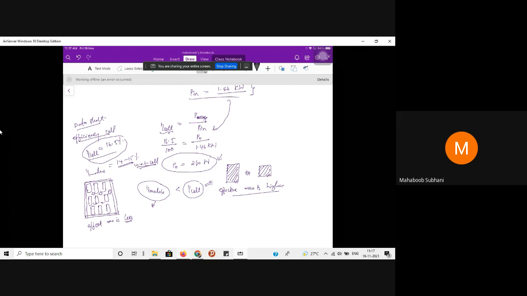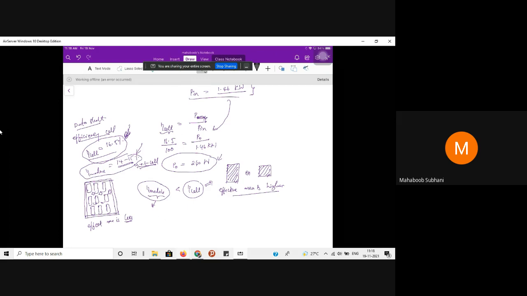While considering this solar panel, if you want to incorporate it into any solar vehicle, then you need to take into consideration the efficiency of the module. Why? Because generally we'll be placing the panels, right? So in that case, the practical efficiency of any solar panel is 14 to 15% only. So this will be your consideration rather than the solar efficiency of the cell.